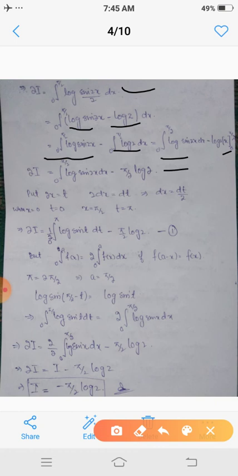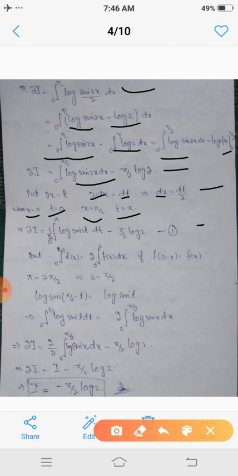Now in this integral we will use the substitution method. Put 2x equal to t, which implies that 2 dx is dt, so dx is dt by 2. Now the limits are 0 and pi by 2, so when x is 0, t is 0. When x is pi by 2, t is pi. So 2I becomes 1 by 2 times the integral 0 to pi log sine t dt minus pi by 2 log 2; name it equation first.